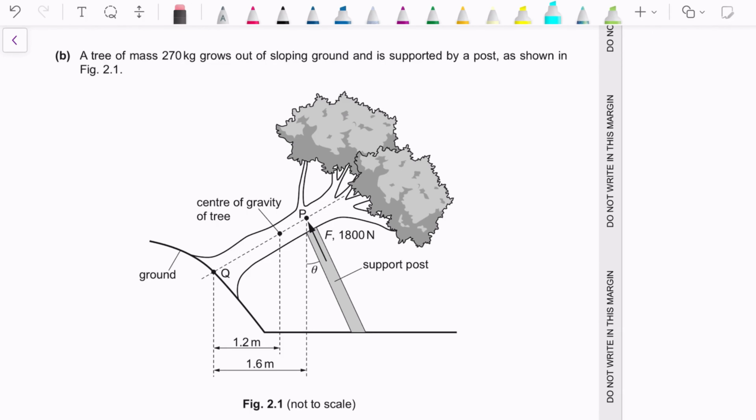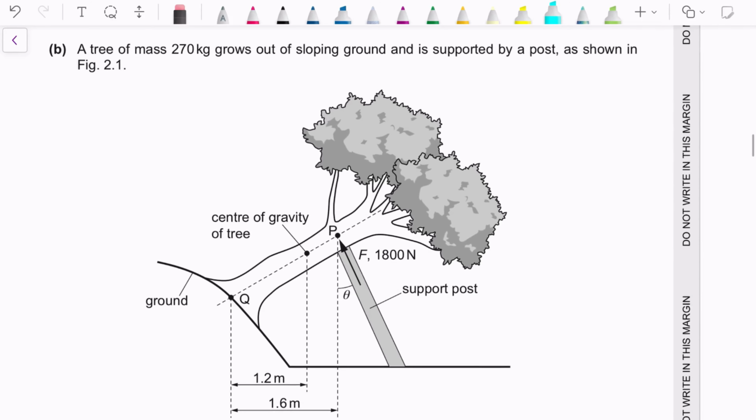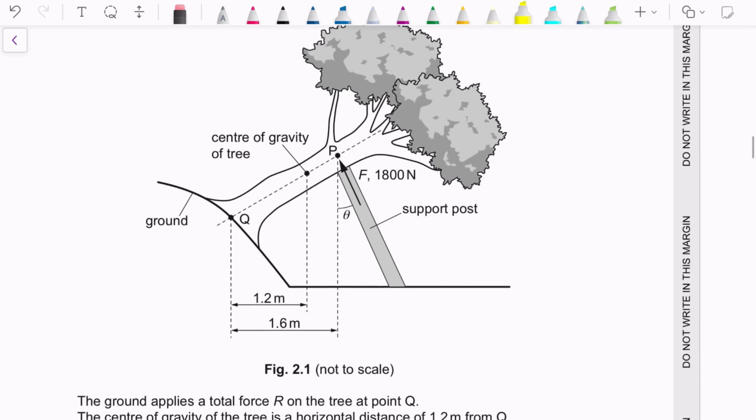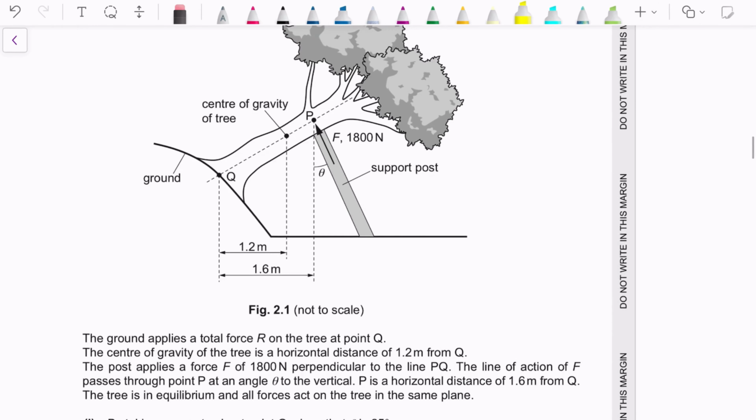So let's go into question B now. A tree of mass 270 kg grows out of sloping ground and is supported by a post as shown in figure 2.1. This is your tree, and they give us some information. The ground applies a total force R on the tree at point Q. The center of gravity of the tree is a horizontal distance of 1.2 meters from Q. The post applies a force F of 1800 Newton, which is this. It is perpendicular to the line PQ.